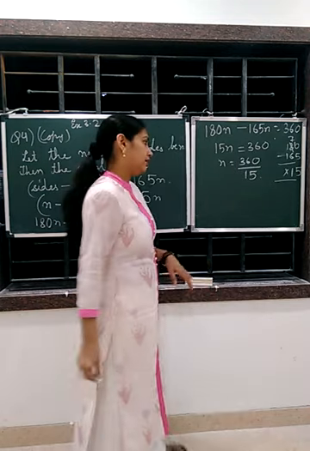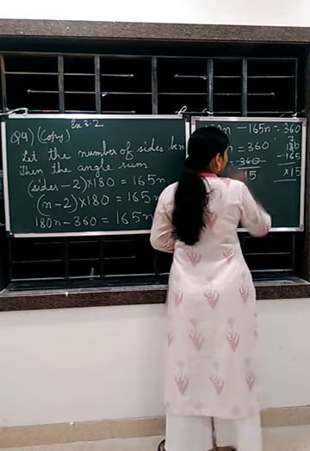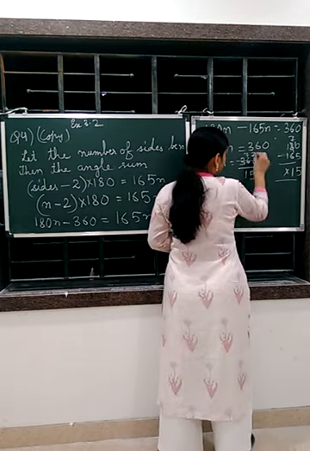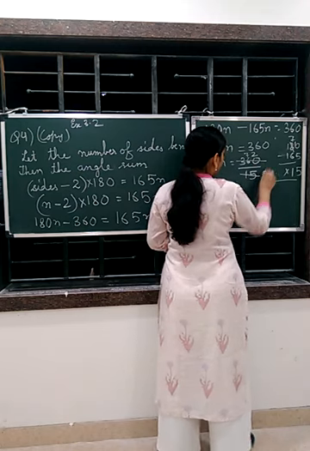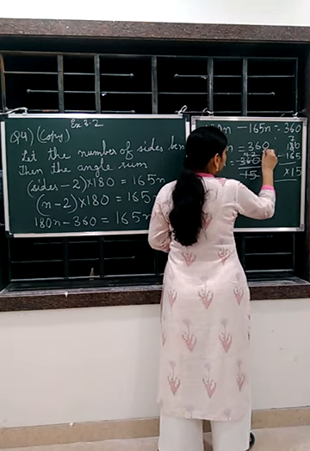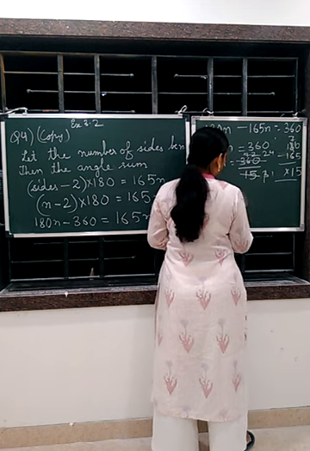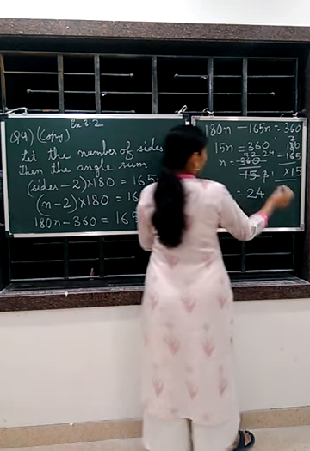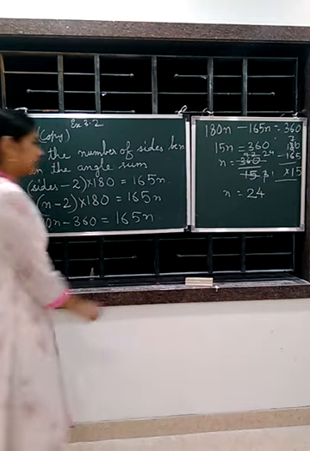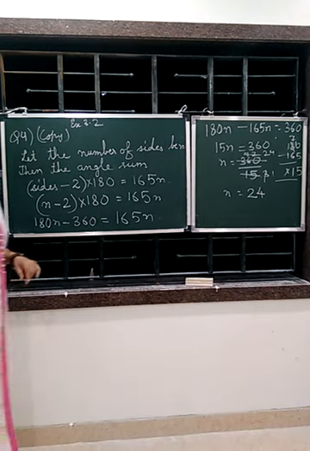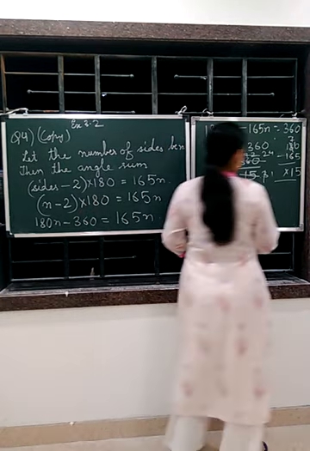Both will go by 5. 5 7s are 35, 5 2s are 10, and 5 3s are 15. 3 1s are 3, 3 2s are 6, and 3 4s are 12. So the value of n is what? 24 sides.